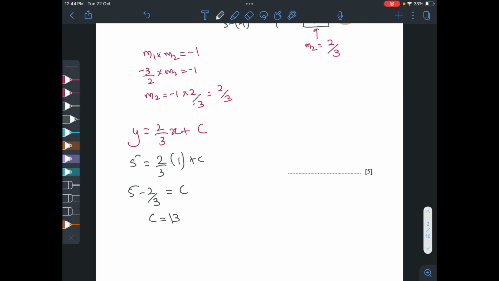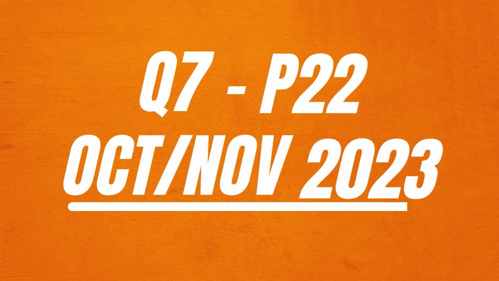So c is equal to 13 over 3, which you can write as 4 whole 1 over 3 as well, but that doesn't matter. So your equation finally of the perpendicular bisector becomes y equals 2 over 3x plus 13 over 3. That's your answer. You write it over here. y equals 2 over 3x plus 13 over 3.